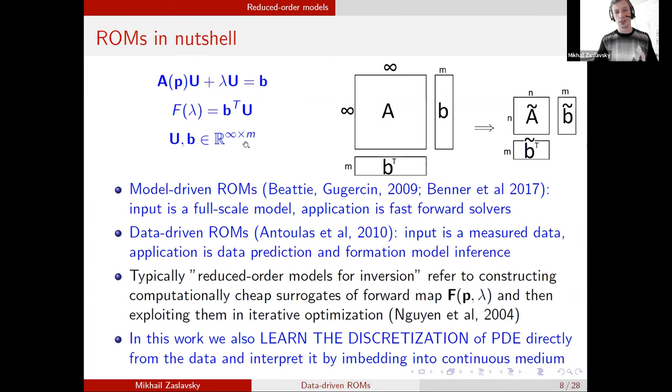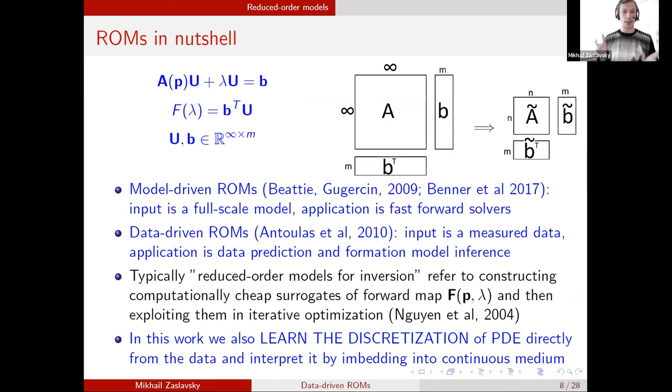So instead of solving the full scale problem, we want to replace it by a small size problem. We want to get down from an infinite dimensional problem, or some problem of large dimension, to a problem of significantly smaller dimension. How much smaller we'll see later. This is done in such a way that although the solution U may not be accurate, the transfer function F is accurate enough. Basically, we want to replace the full scale problem by a small scale problem such that the small scale problem mimics the full scale transfer function accurately enough. That's the message.